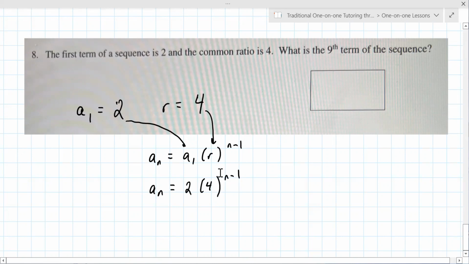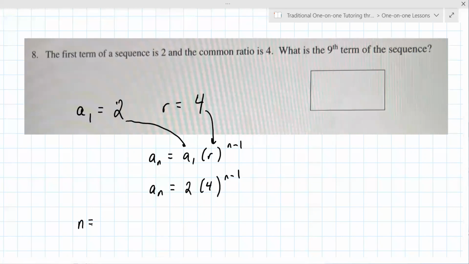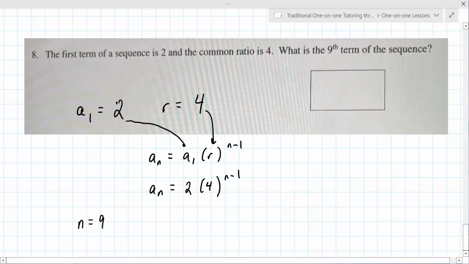All right, so if you have that down, can you tell me the value of n in this problem? Which term are they looking for, in other words? The 9th term. 9th term, yeah. So that means that n is 9, and you're just putting that value in for n.